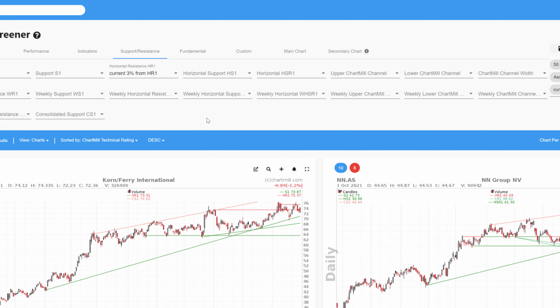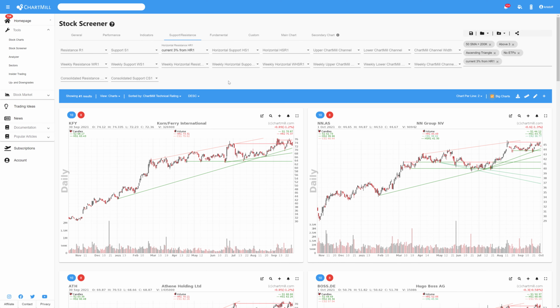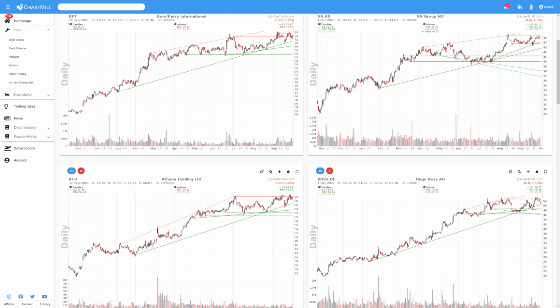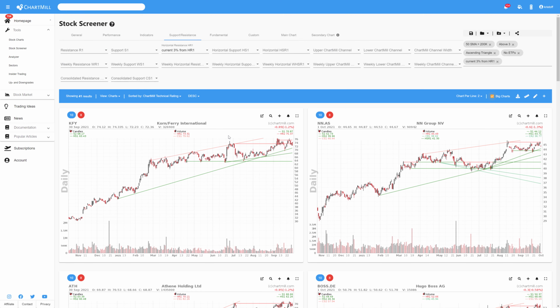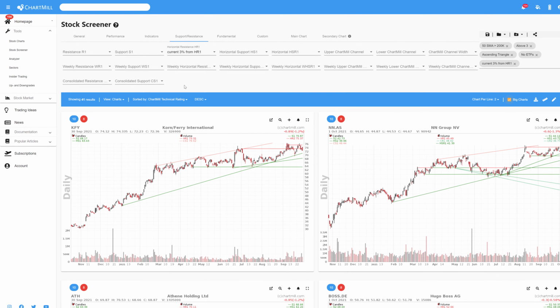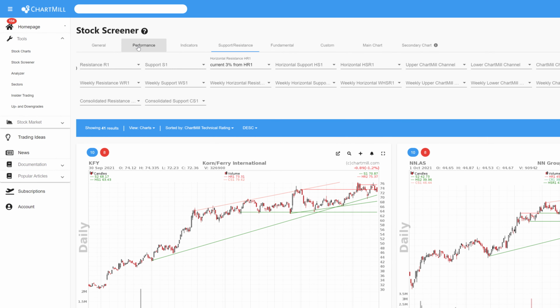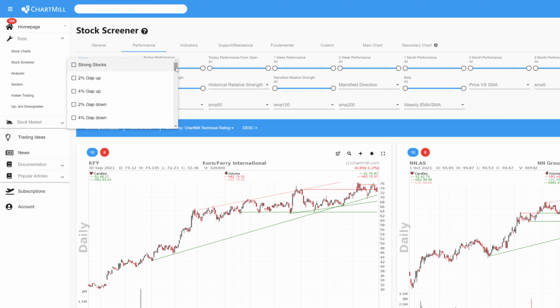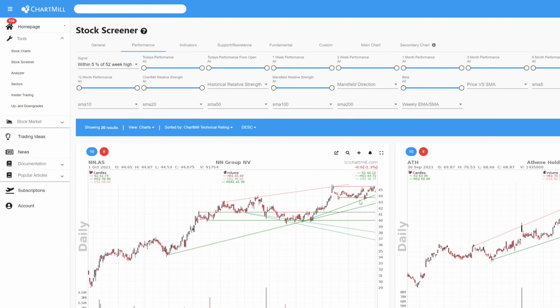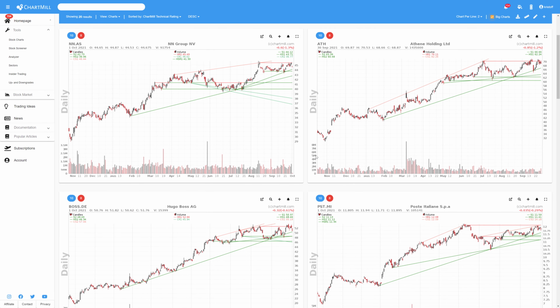The stocks you are now looking at are trading close to their horizontal resistance, and in many cases that is the horizontal line of the ascending triangle pattern. If I now also stipulate the condition that the price must quote at less than 5% of the highest annual price, we are left with 20 stocks and, as you can see, there are some really nice setups among them that are ready to break out.